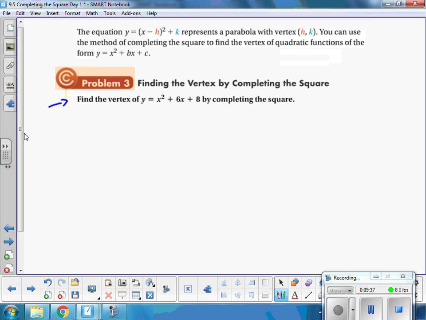So let's go ahead and do that. Up here, we're going to keep an eye on these pieces here. We're basically trying to turn this into this. And then once we know k and h, we now have the coordinates of our vertex. So let's try it out.